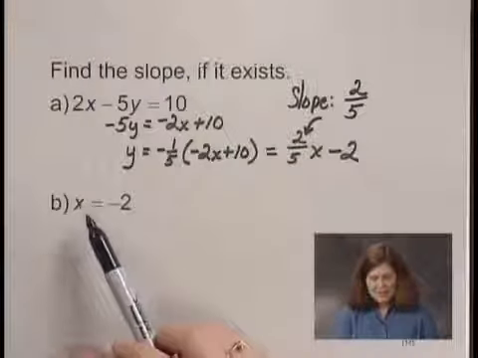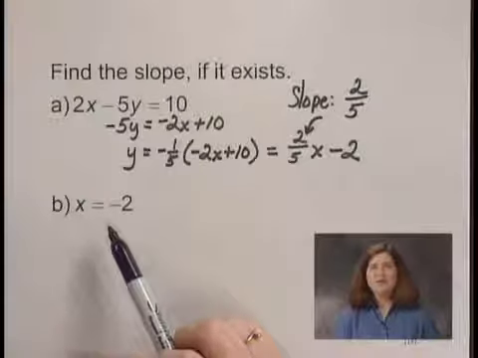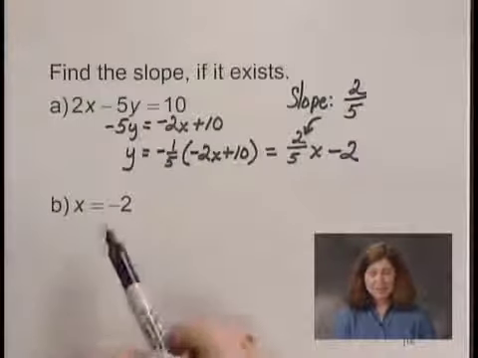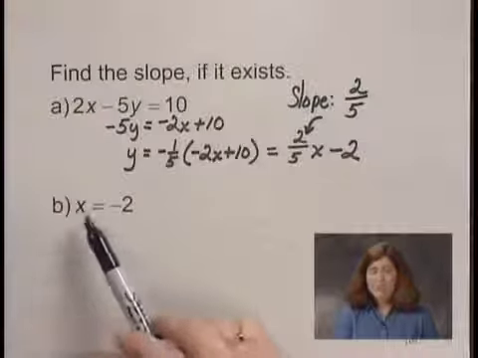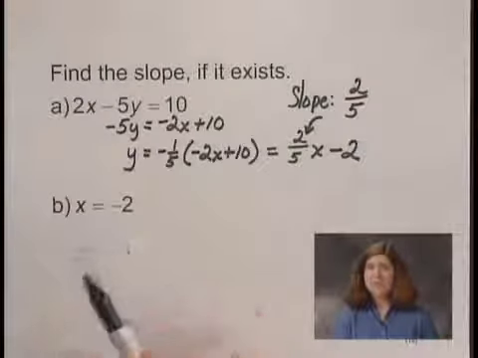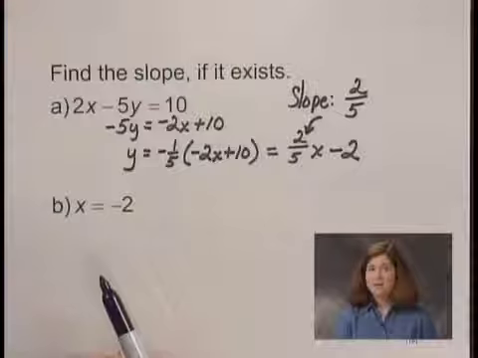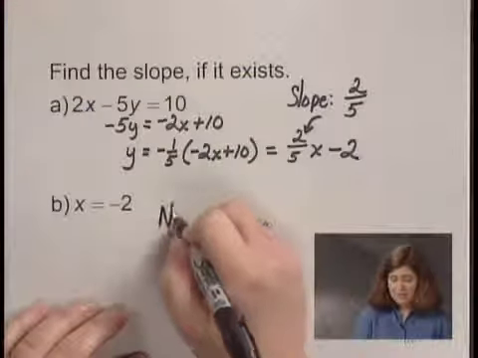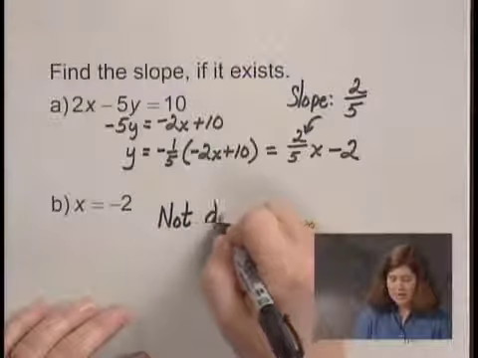Now, this line is a little different. We notice that we can't solve for y because there's no y term present. Also, if you remember, the graph of x equals negative 2 is a vertical line, and the slope does not exist. So, or we say that the slope here is not defined.